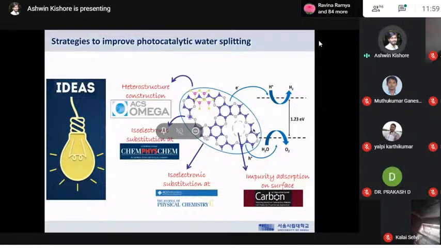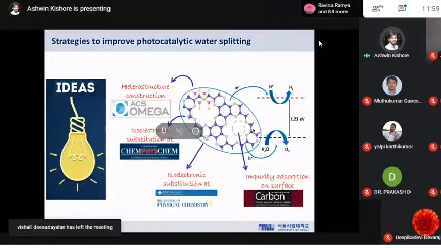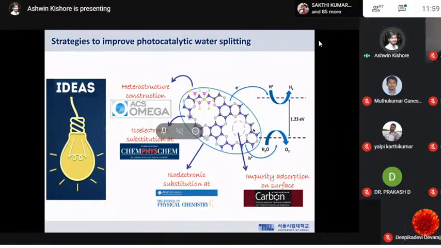So we want to check whether this material is a photocatalyst or not, and at the same time, how to improve the photocatalytic water splitting. There are a lot of strategies you can use to improve the water splitting. You have to first reduce the band gap and then push the absorption energy into the visible region. At the same time, the band edges must straddle the water redox reactions.